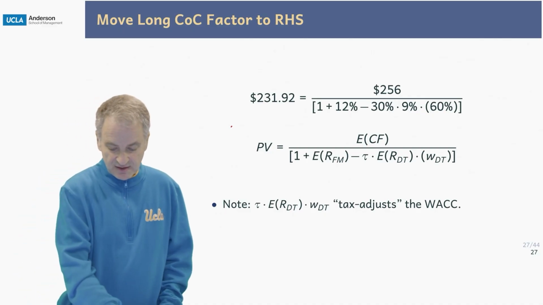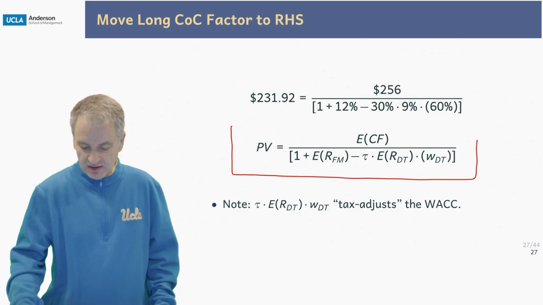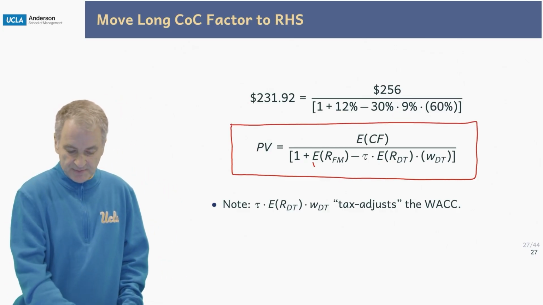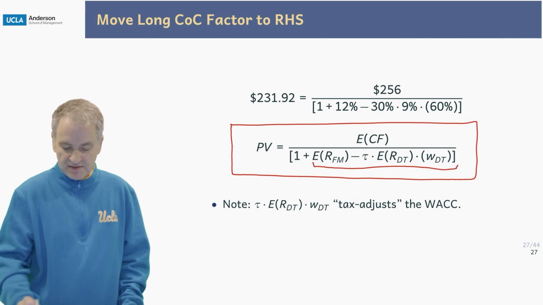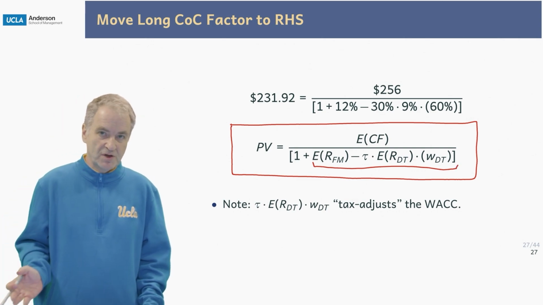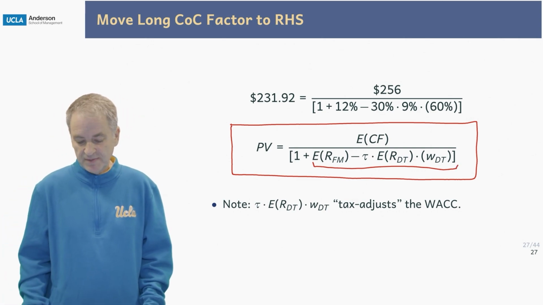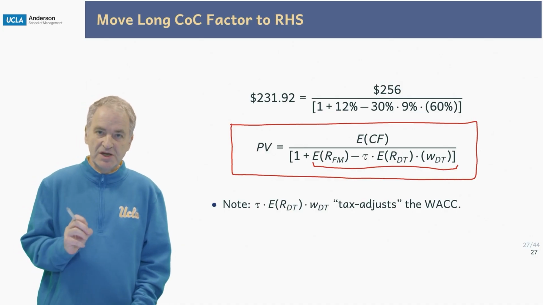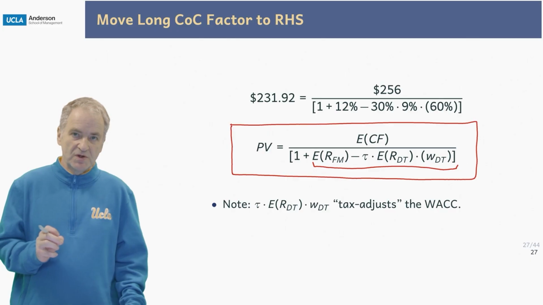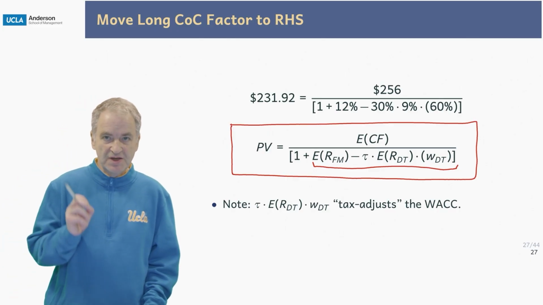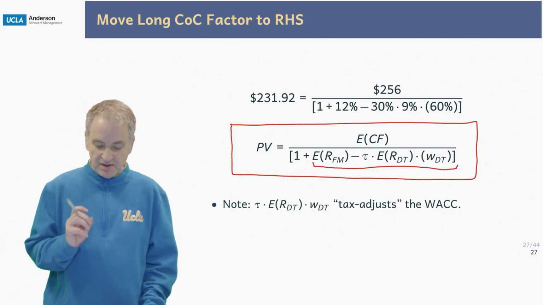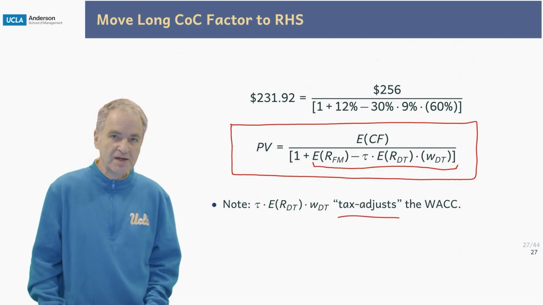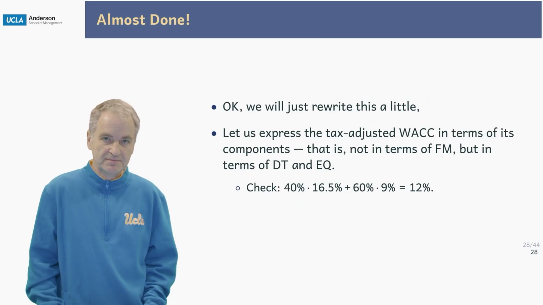That says the present value is my expected cash flow next year, discounted by a rate that is the rate of return on the firm, the opportunity cost of capital, but subtracting out the tax shield in a particular way. We're going to do 30% times 9% times 60%. So what we have done is we have tax adjusted the weighted average cost of capital.